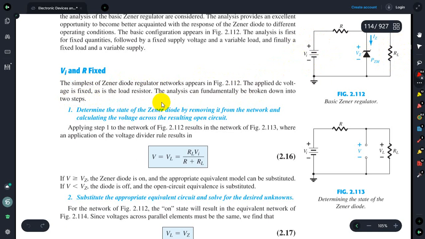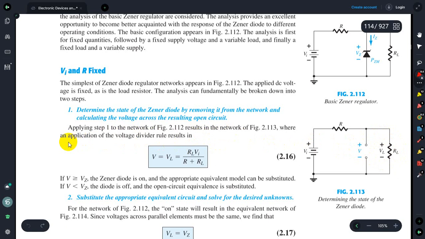The analysis can fundamentally be broken down into two steps. First step, determine the state of the zener diode by removing it from the network and calculating the voltage across the resulting open circuit. What voltage appears across the load? Applying step 1 to the network results in a network like this. It is an open circuit, with the zener diode removed.